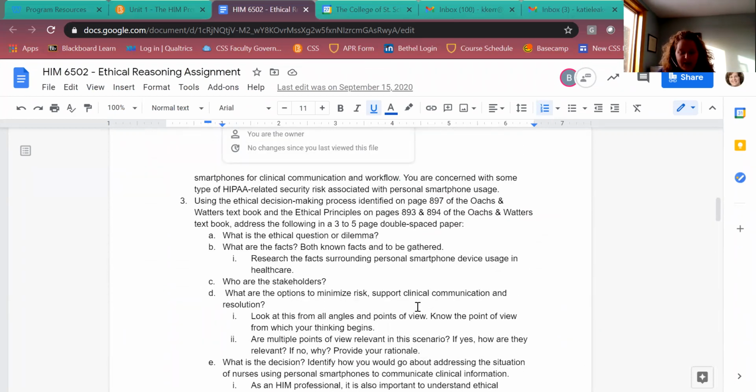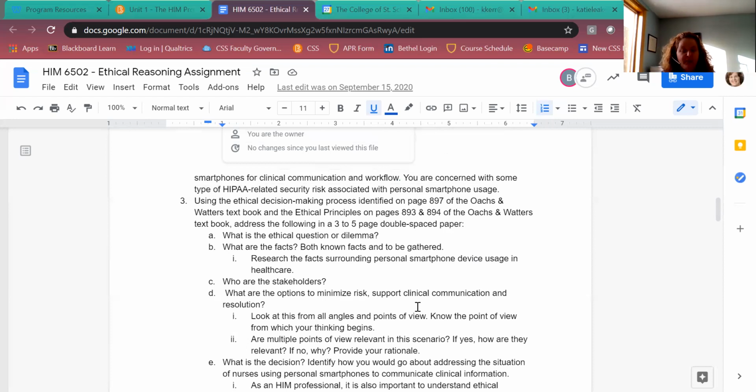But on 893 and 894, there is some information on the principles and guidelines contained in the code, and how those principles reflect ethical theories and principles discussed earlier in the chapter. I'm referring to page 894 right now. As you get into this assignment, you're going to see that you need to identify which of these principles apply. So, from 894, I want you to identify: is it virtue ethics? Is it deontology, utilitarianism, autonomy, beneficence, non-maleficence, and justice?